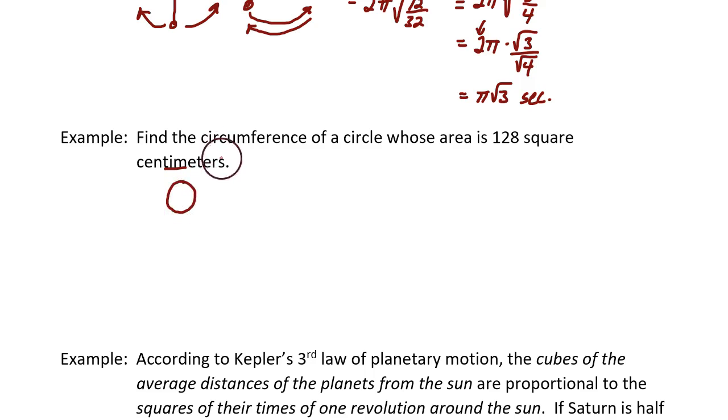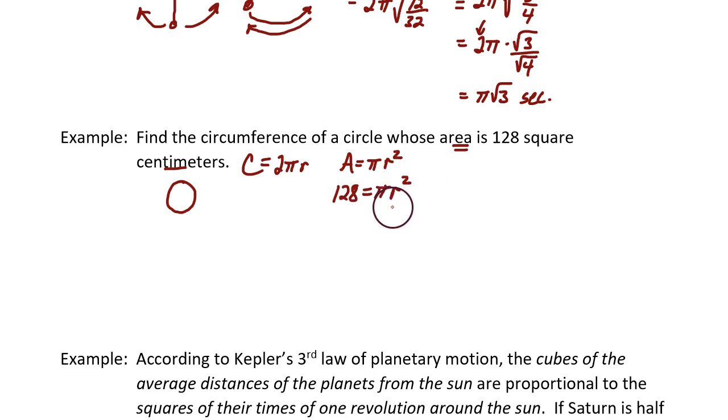To answer this question, we need to know formulas. One formula is the circumference of a circle is 2 times pi times the radius. The other formula that applies is the area of a circle is pi times the radius squared. Hopefully you remember these formulas from algebra or from middle school math class. We're given the area, so we can substitute 128 in place of the letter A.